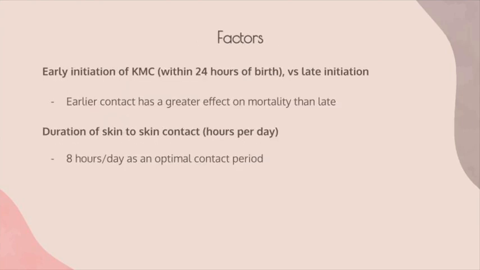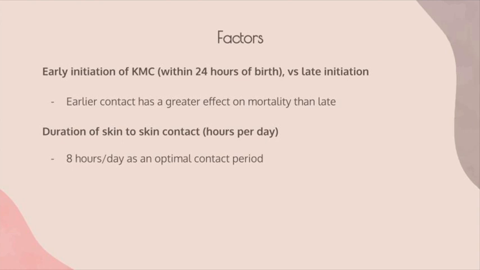These are the most important factors we looked at that affected the mortality rate of the infants. First, the early initiation of kangaroo mother care is within 24 hours of birth, and we saw that an early initiation of contact would greatly decrease the effect of mortality compared to a later initiation after 24 hours. Another factor is how long the infant and mother are in skin-to-skin contact. This is measured in hours per day, and 8 hours is going to yield the most benefits compared to a lesser time.